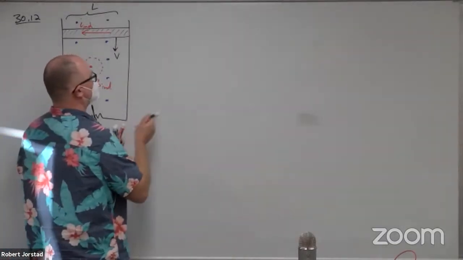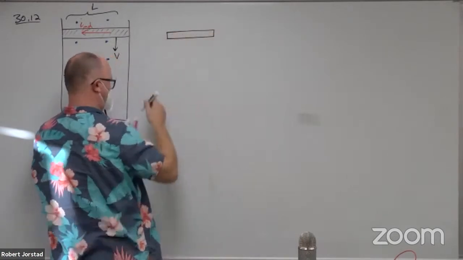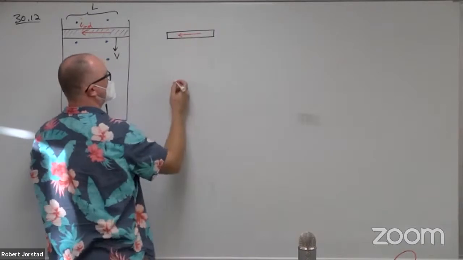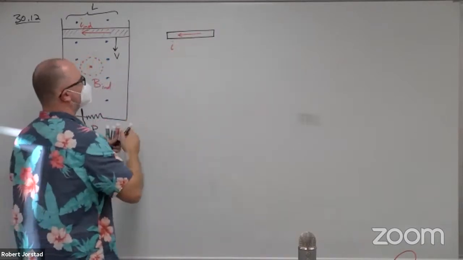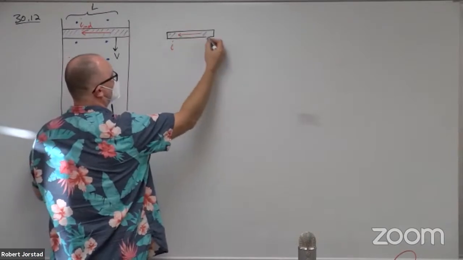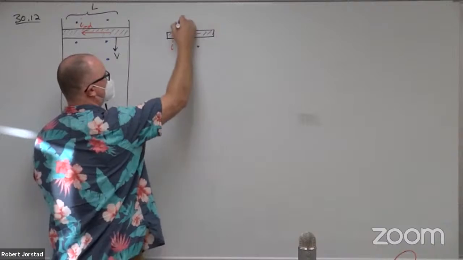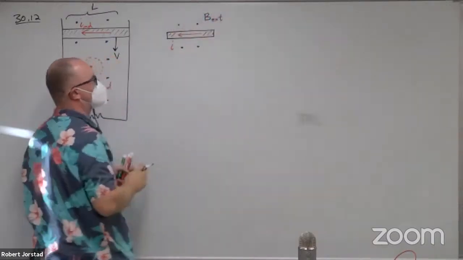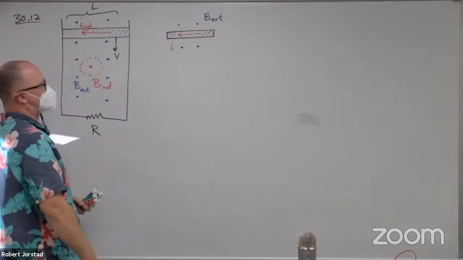Maybe I'll draw it over here. Here's our rod. We know current is flowing this way, right? So that's the current. The B field is out of the page. What direction is the force? Negative J.